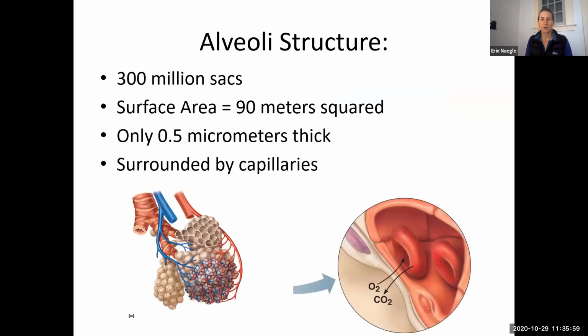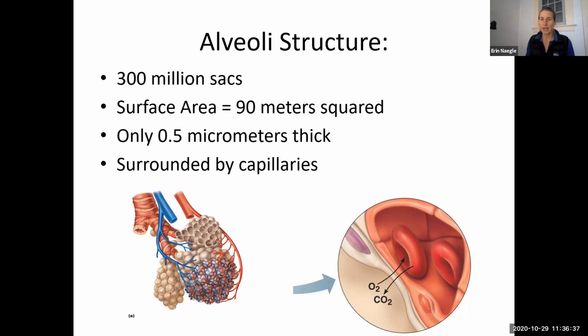So let's talk about the structure of the alveoli and how that structure aids this function of diffusion. First of all, you have a lot of them. You've got 300 million of these little sacs in your lungs, which are estimated to cover a surface area of 90 square meters. So that's a lot, right? Big surface area. That's way more than the surface area of your skin, inside of your lung. And it's really thin because diffusion only works over short distances. It's about half a micrometer thick, super, super thin.